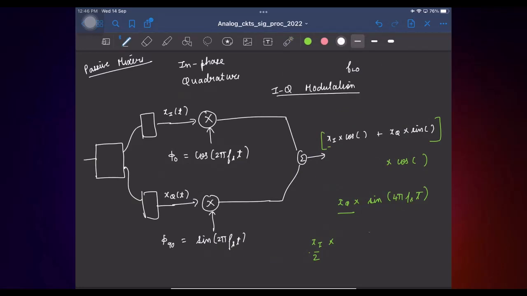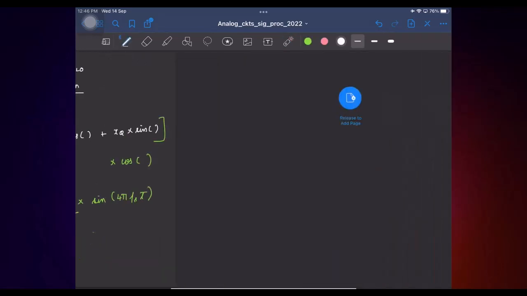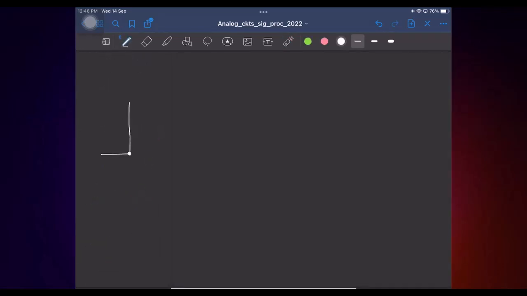Okay. And to demodulate it, as we just saw, you'll have to take the incoming signal, Y of t, and multiply it with φ0. That will give the in-phase component, I'll call it YI. And to get the quadrature component, I'll multiply with φ90. That will give me YQ.